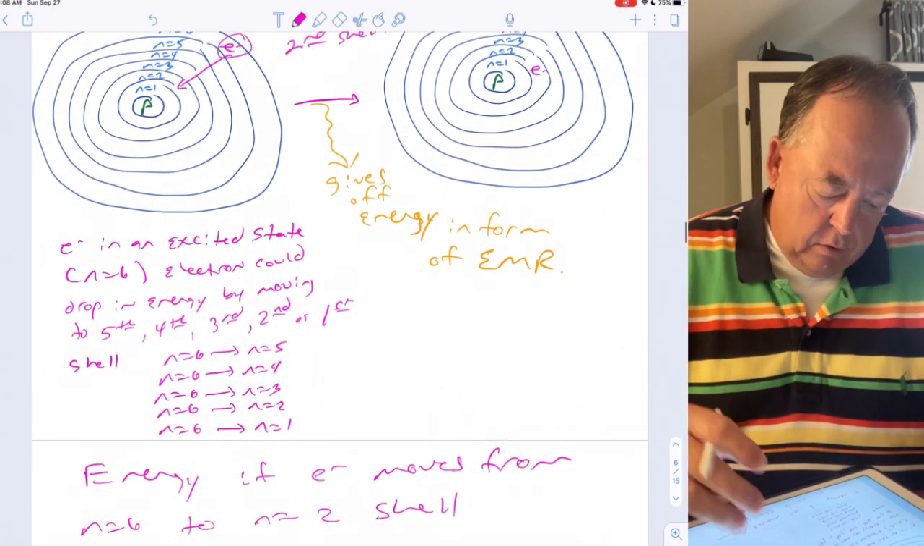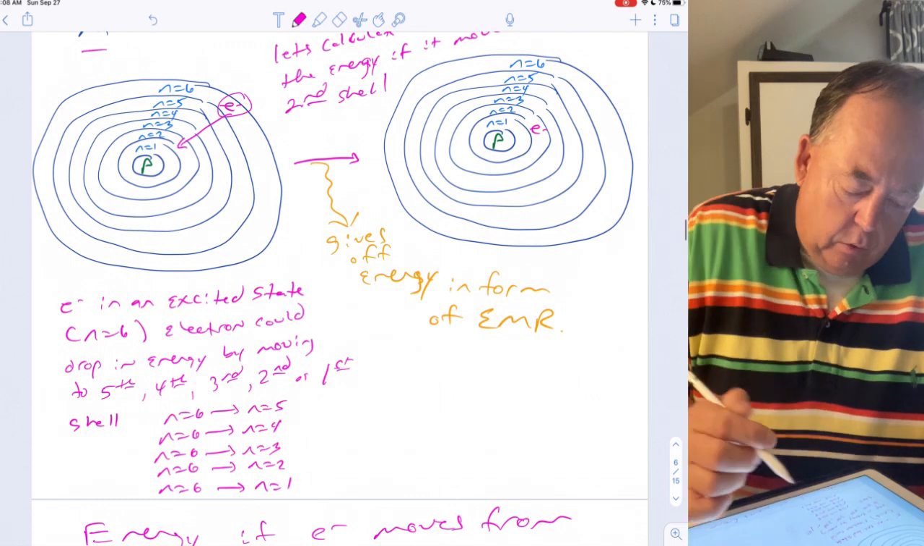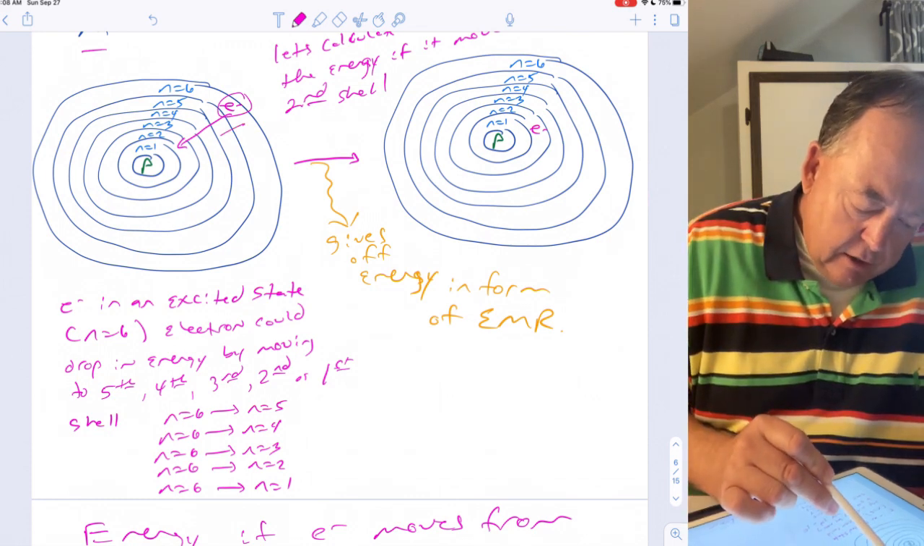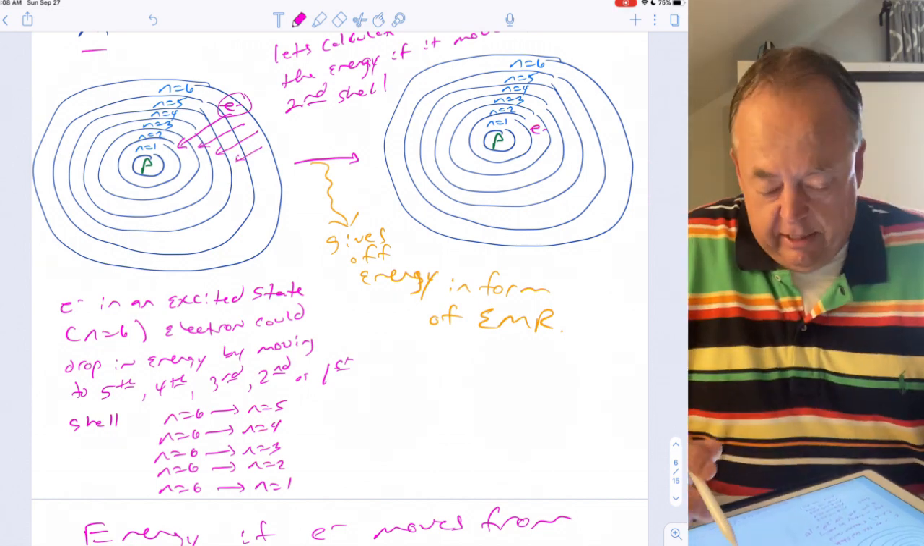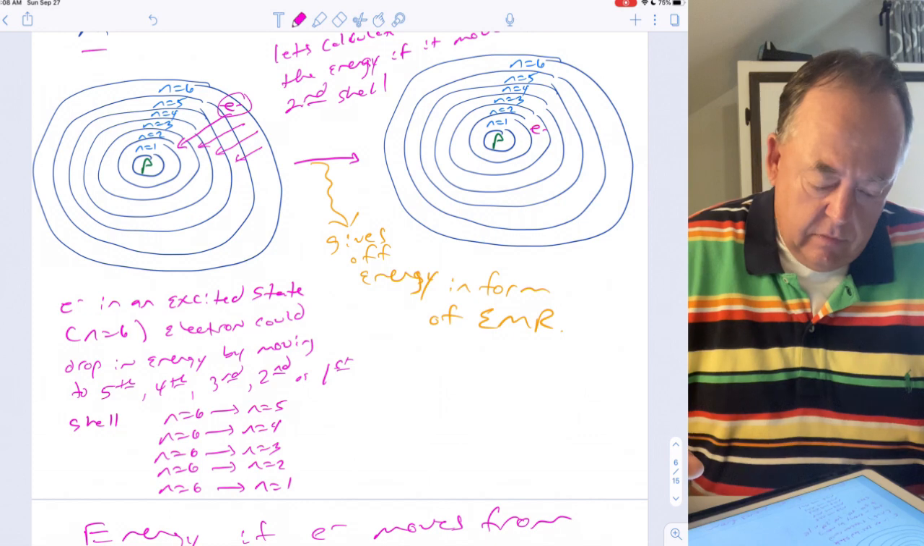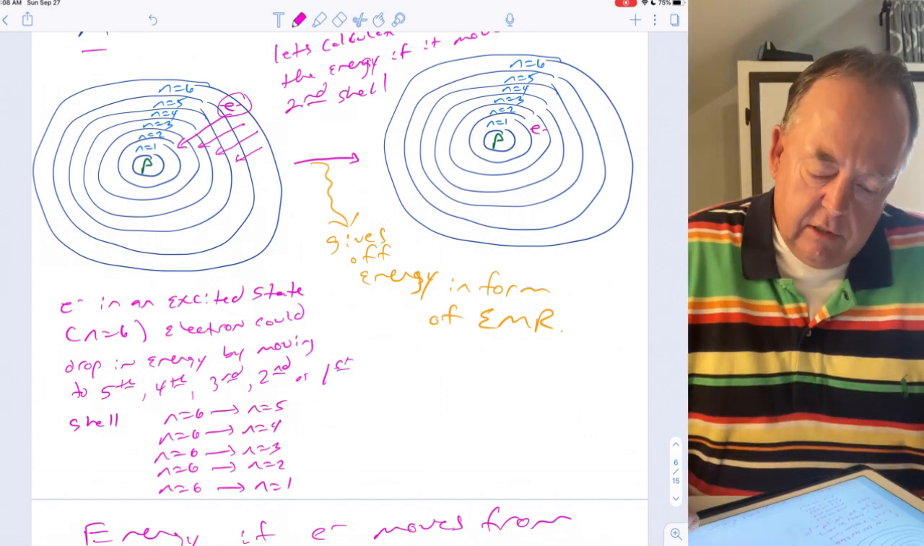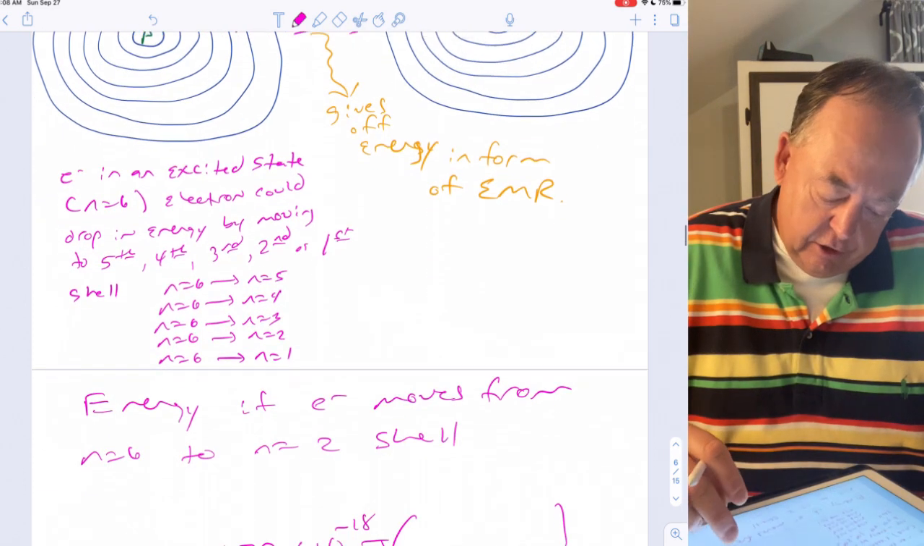So when it moves down in energy, it could go anywhere. It could go from the 6th shell to the 2nd shell, could go to the 3rd shell, the 4th shell, or the 5th shell. And in each case it would give off energy. So let's assume it goes from the 6th to the 2nd shell, and let's calculate that energy.